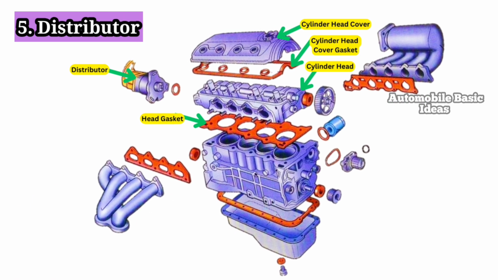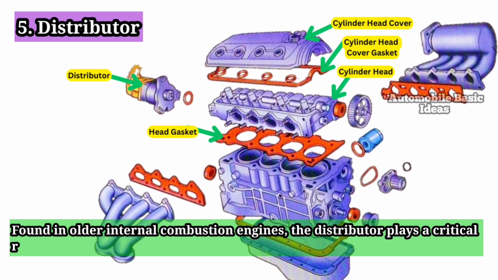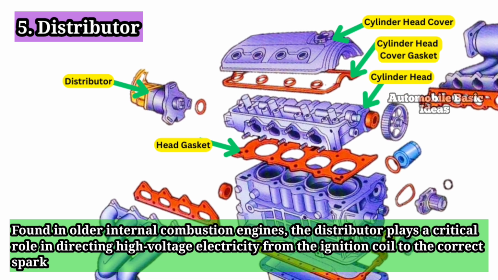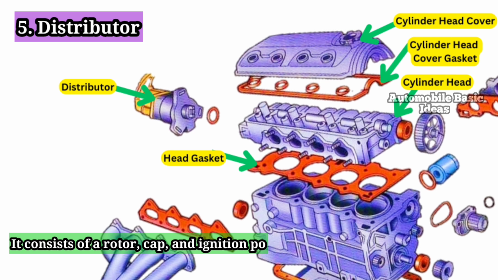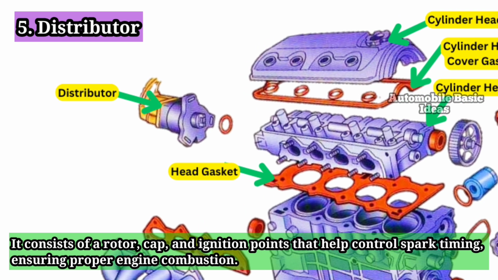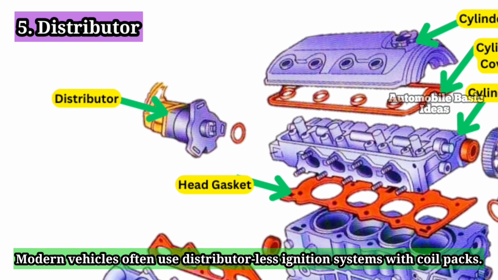5. Distributor. Found in older internal combustion engines, the distributor plays a critical role in directing high-voltage electricity from the ignition coil to the correct spark plug at the right moment. It consists of a rotor, cap, and ignition points that help control spark timing, ensuring proper engine combustion. Modern vehicles often use distributor-less ignition systems with coil packs.